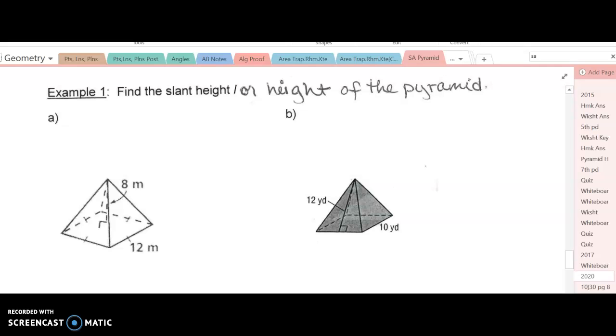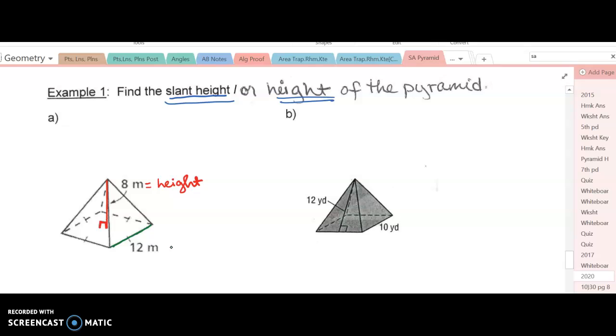Okay, so in this example, we're not finding any kind of surface area or lateral area or anything like that. All they want us to do is practice finding the slant height or the actual height. So if you take a look at part A here, it's kind of hidden behind that little line, but the actual height is given to be 8 meters. And then we also know that what's called a lateral edge is 12 meters.